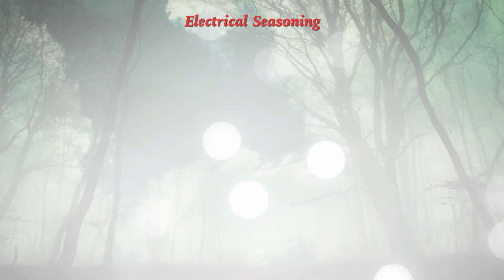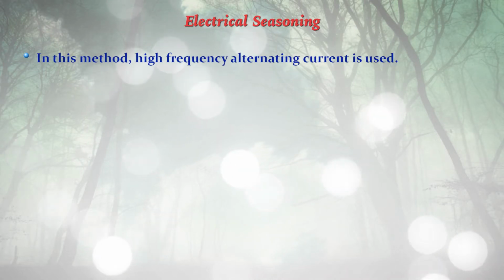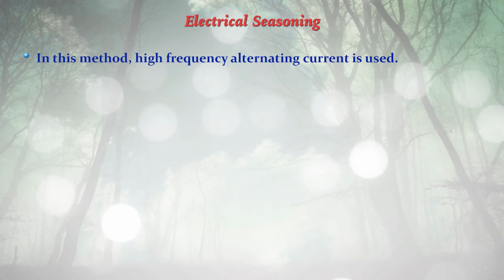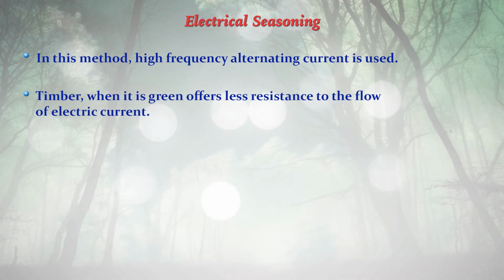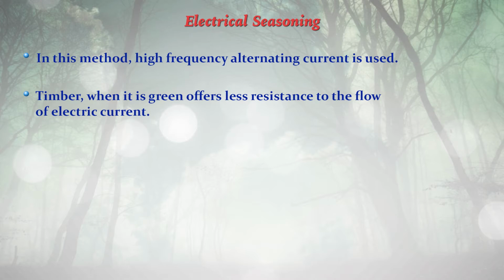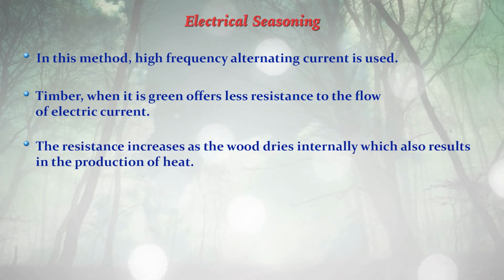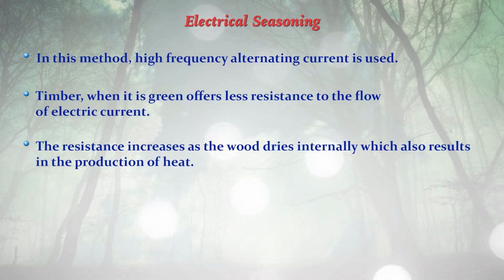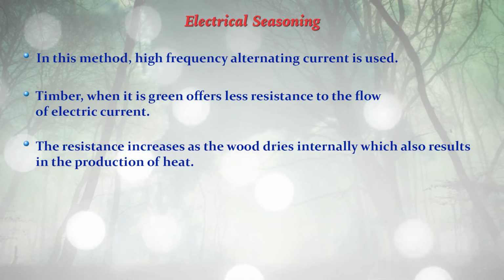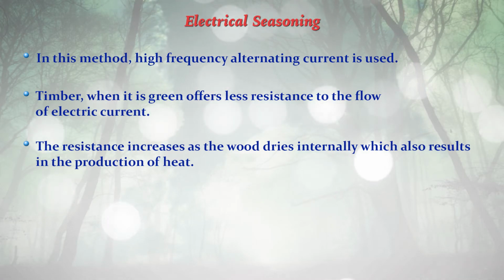Now we move to electrical seasoning. In this method, high frequency alternating current is used. Timber, when it is green, offers less resistance to the flow of electric current. The resistance increases as the wood dries internally, which also results in production of heat, because more resistance means more heat will be produced.